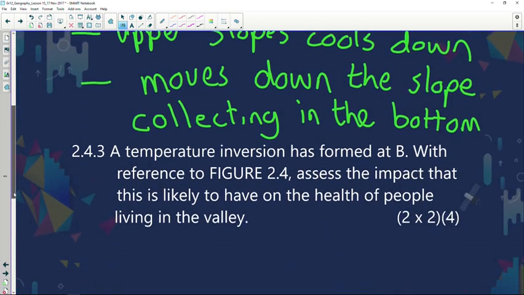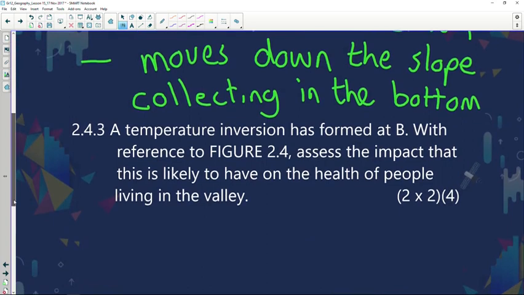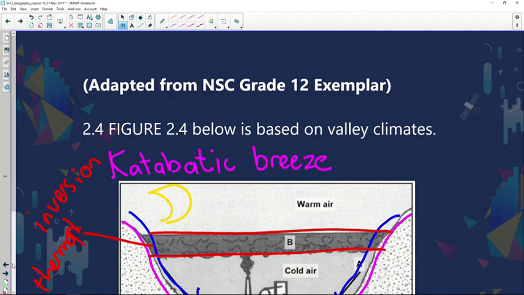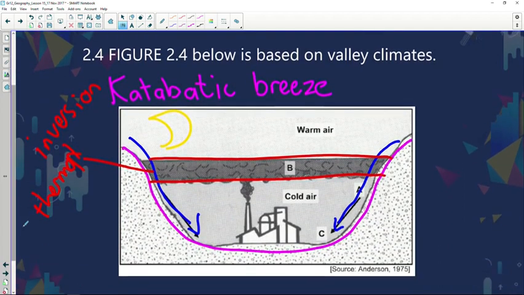With reference to figure 2.4, assess the impact that is likely to have on the health of the people living in the area. Now, if we go back to this temperature inversion, we discussed earlier the reason why it exists: because the cool air collects down the bottom of the valley. What does it do with the warm air? It displaces the warm air up, creating a temperature inversion, because let's say the temperature down here is 1 degree Celsius, but up there the temperature will be 7 degrees Celsius. That's the reason why I'm referring to it as an abnormal lapse rate. Temperature is supposed to decrease when we go up in altitude.